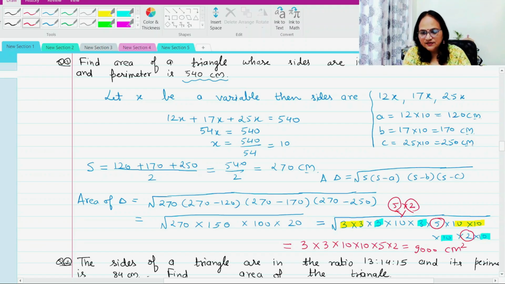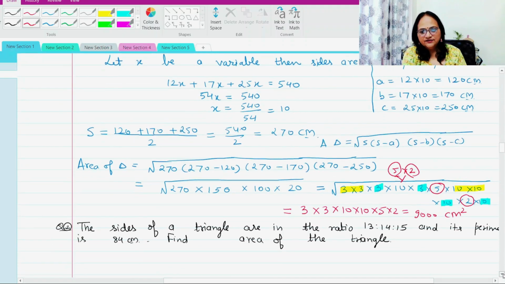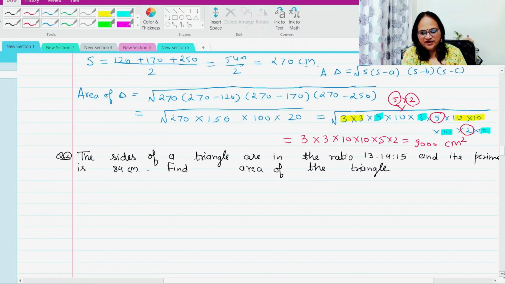Fine. So quite simple, only one step is new. We need to take a variable and we have to decide the sides, add them, equate to the perimeter, and find the value of the variable whatever you have taken, x, y, z, k, b, whatever it is. Find the sides and then it is the same as the first time. One more question I will do for you.